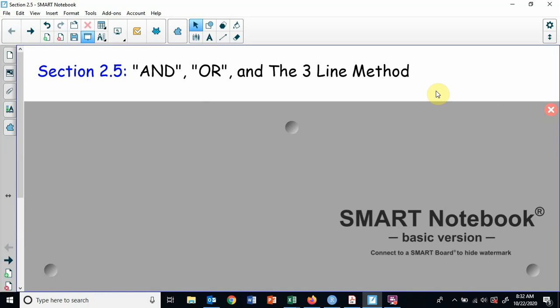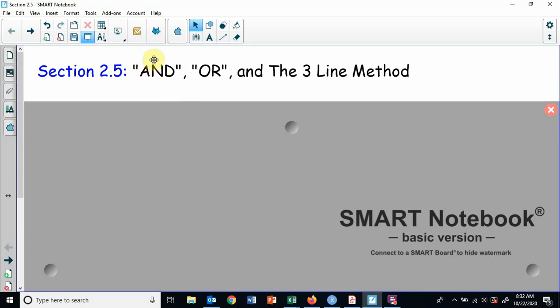So this is section 2.5. It's going to build directly off of the skills that we have gained in 2.4. Now if you think about what we gained in 2.4, we learned how to graph inequalities, and we also learned how to write those graphs in interval notation. We learned other things, but those are the two main skills that we're going to use today.